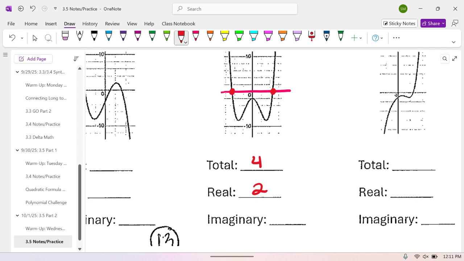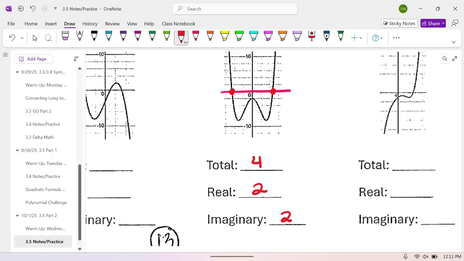So, Caden, if we have 2 real and we're supposed to have 4 total, how many imaginary? We have 4 total. So if we have 2 of them are real. 2. Okay, 2. There you go. It's okay, guys. It's a Wednesday. All right. Any questions on this?